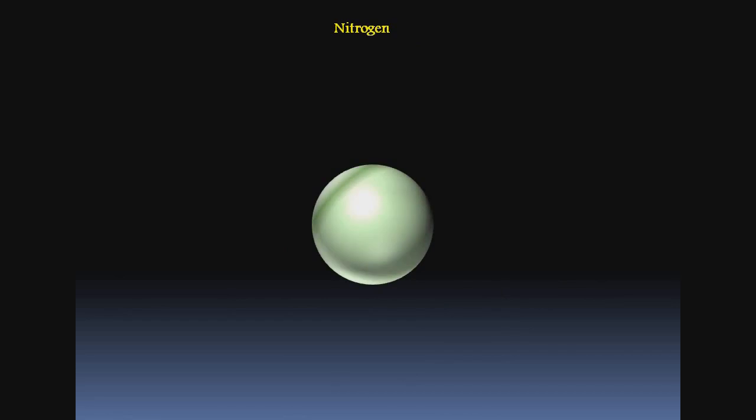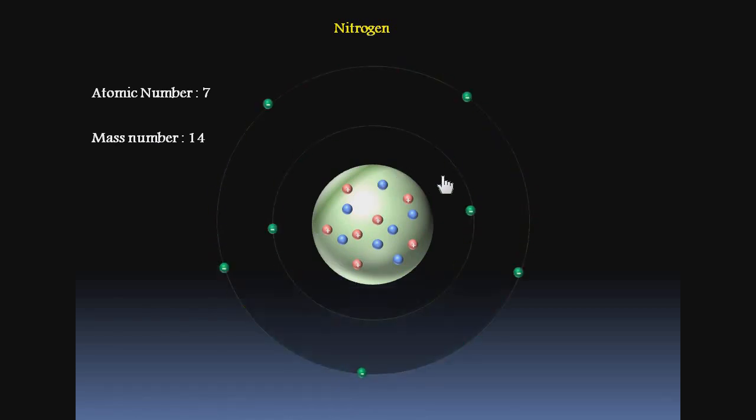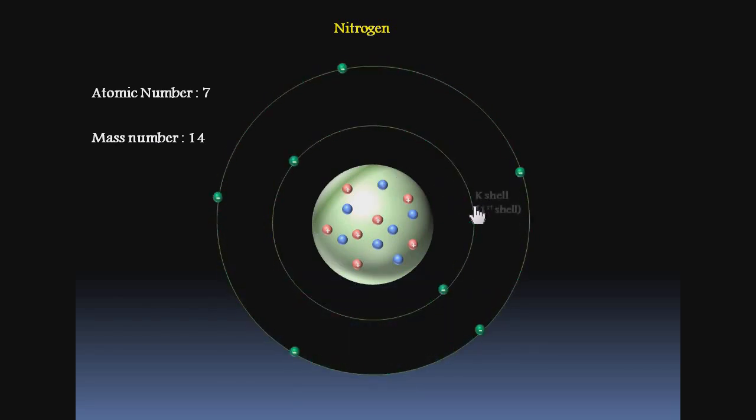The seventh element is nitrogen. It has 7 protons, so atomic number is 7. It has 7 neutrons, so mass number is 14. It has 7 electrons. 2 electrons are revolving around the nucleus in the first shell or K shell, and 5 electrons are revolving in the L shell.